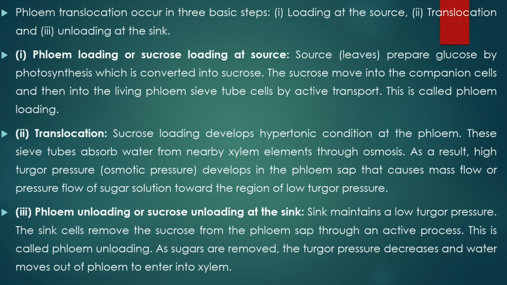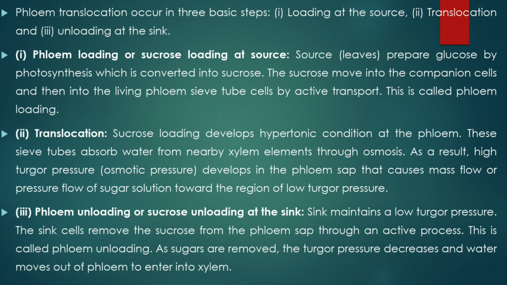So phloem translocation occurs in 3 basic steps. One is loading at the source, then translocation, then unloading in the sink. Phloem loading and unloading is a very important short note for BSc and MSc students. So you can directly write down these notes in your exam paper. So the first step is loading of sugar or sucrose at source.